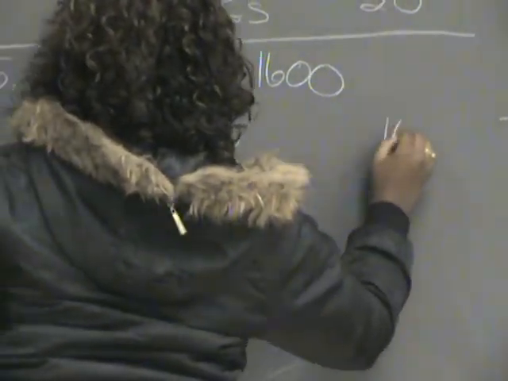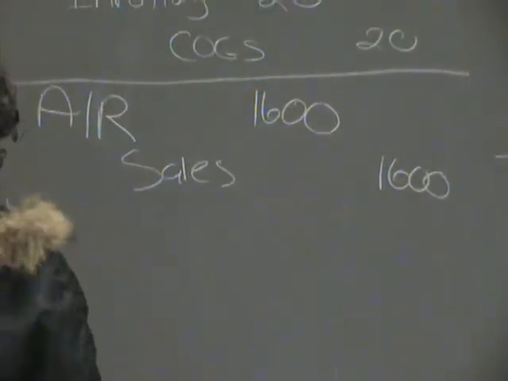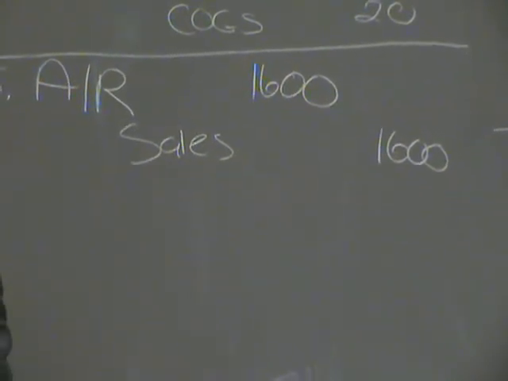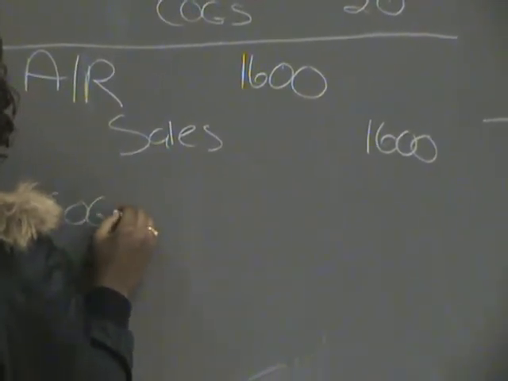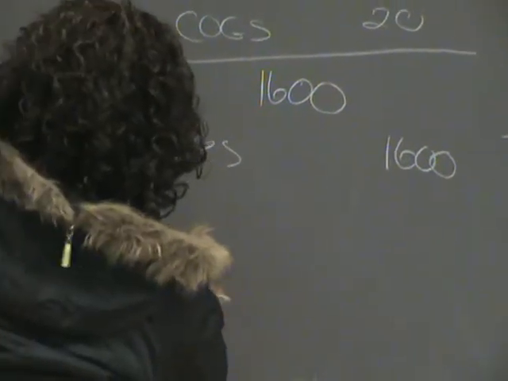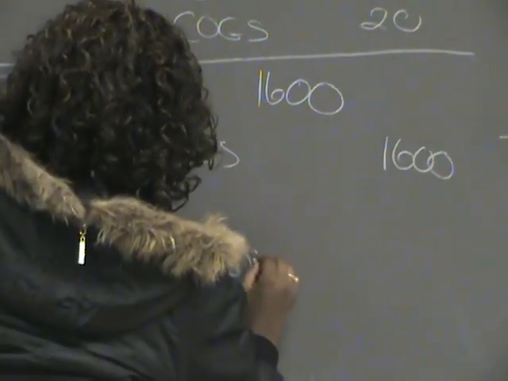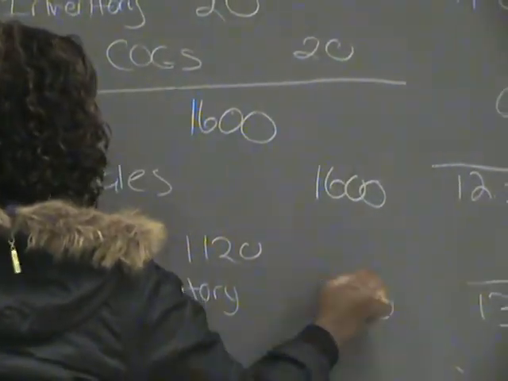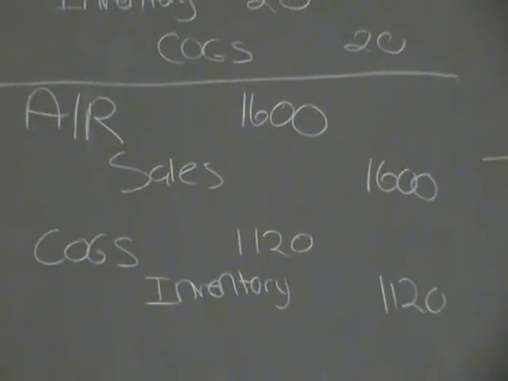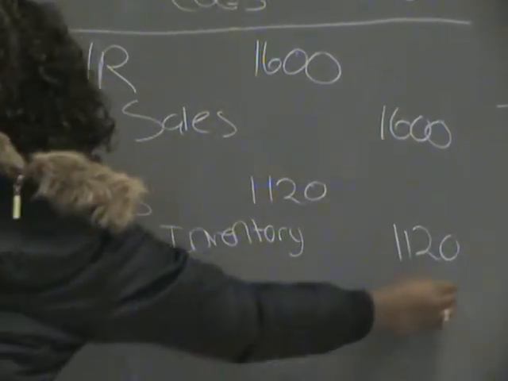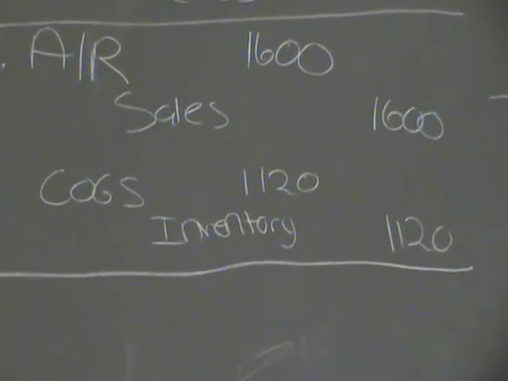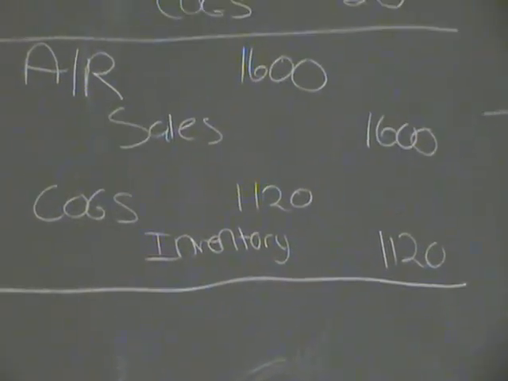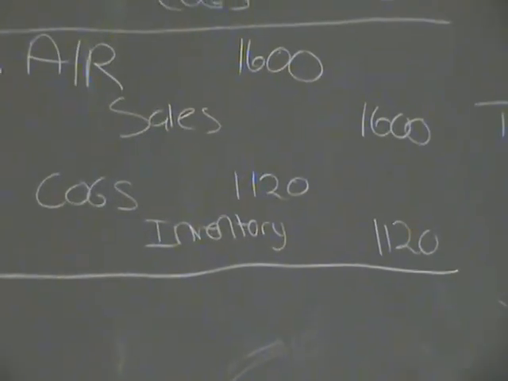That's part A. Part B, we recognize the perpetual aspects, then it'll be cost of goods sold and inventory. Cost of goods sold expense increases by 1,120. The asset inventory decreases 1,120. Tomorrow when we get together, we're going to talk about the periodic method. Guess what? The accounts cost of goods sold and inventory don't exist in that method. We'll talk about that tomorrow. It's called beginning inventory in the periodic method.